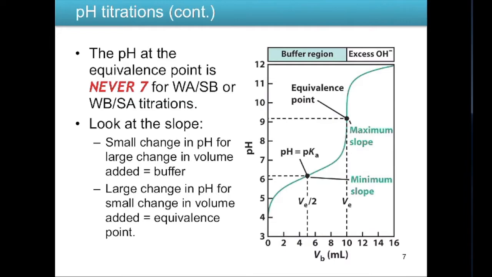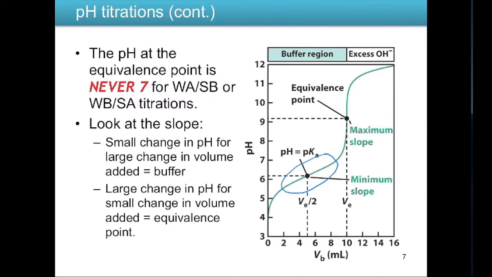And of course, whenever we have a weak acid or base as the analyte, we will have a buffering region, because at some point we're going to have both the acid and the conjugate base in solution at the same time. And when the concentrations of weak acid and weak base are reasonably high, that's when we have a buffer. And in that buffering region, a small change in pH occurs over a large change in volume.